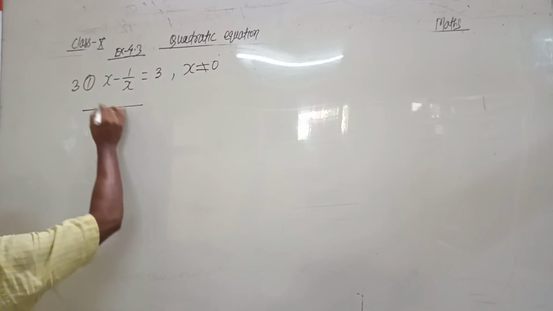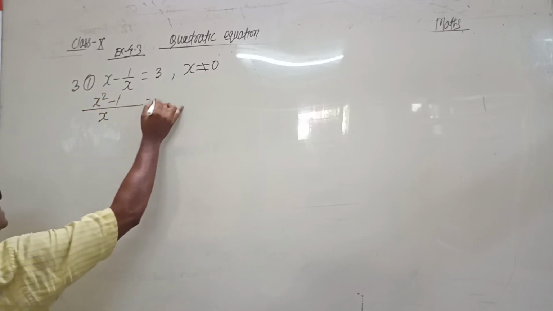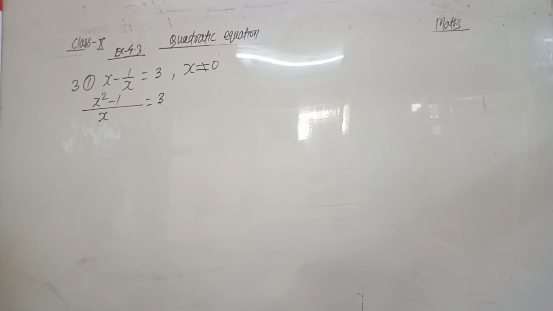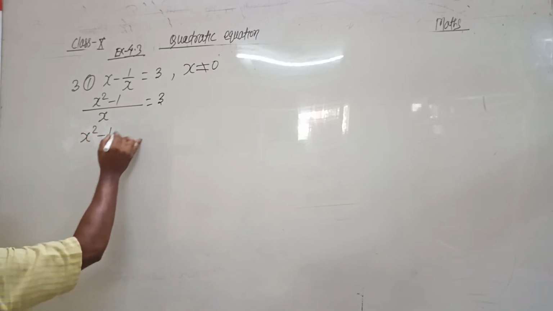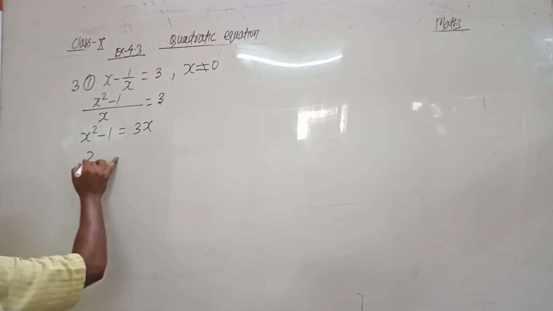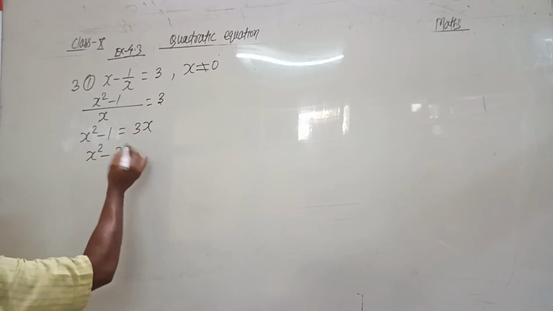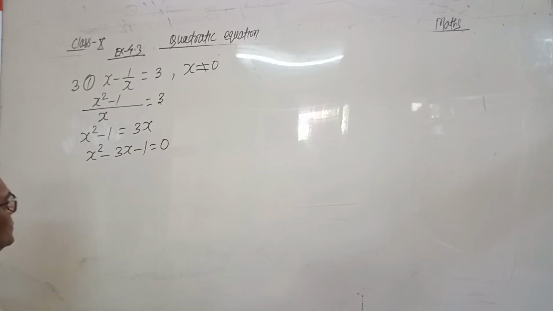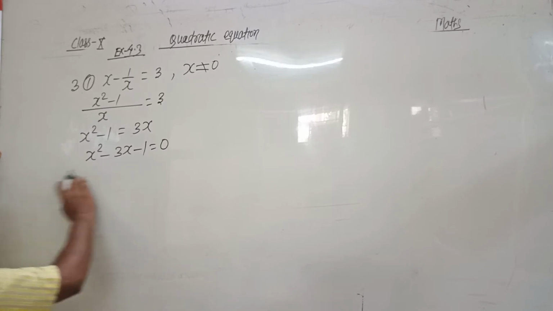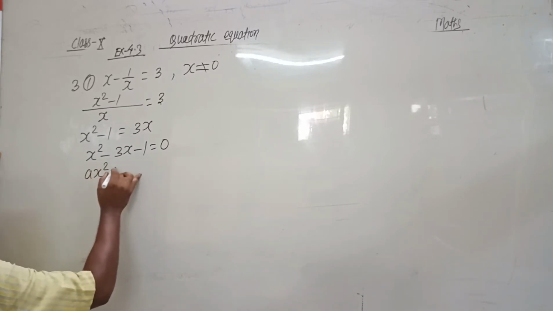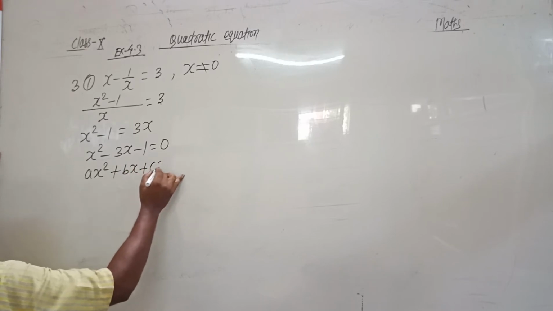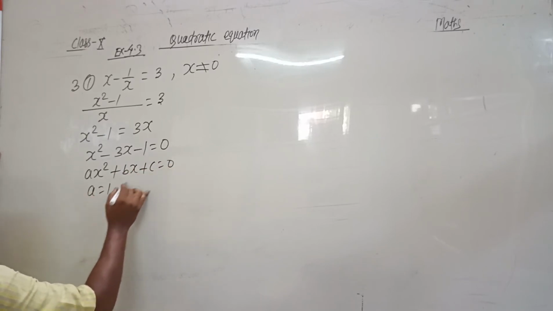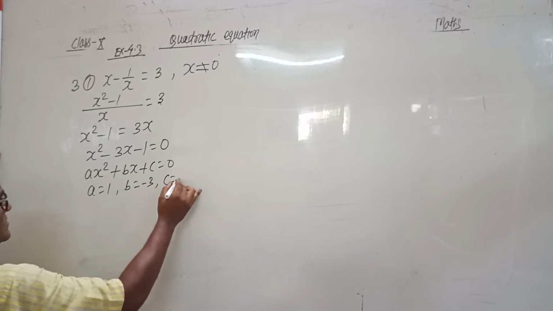So we take LCM. Then it becomes x square minus 1 equals to 3x. Do cross multiplication: x square minus 1 equals to 3x, and x square minus 3x minus 1 equals to 0. Now we have to factorize this term. So compare with the standard equation ax square plus bx plus c equals to 0. The value of a is 1, b is minus 3 and c is minus 1.